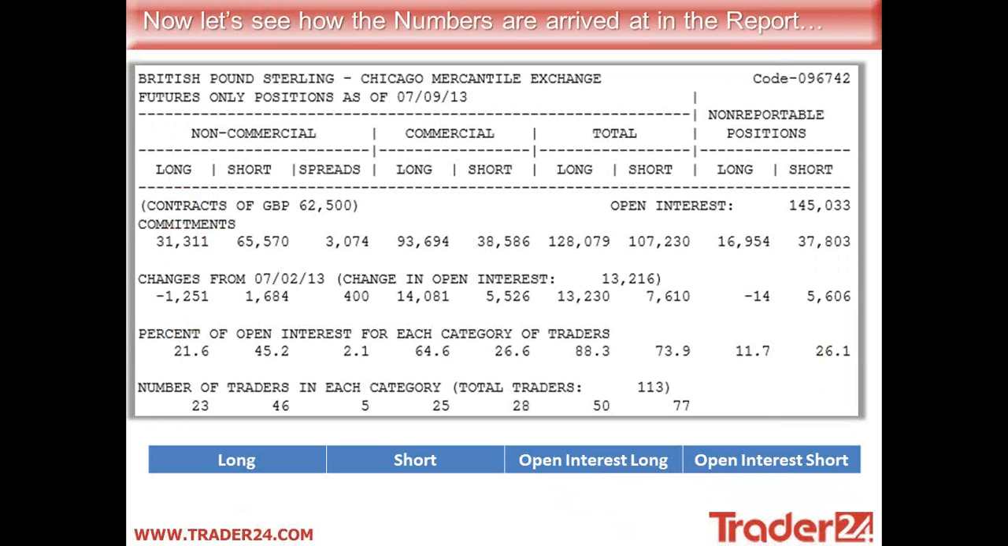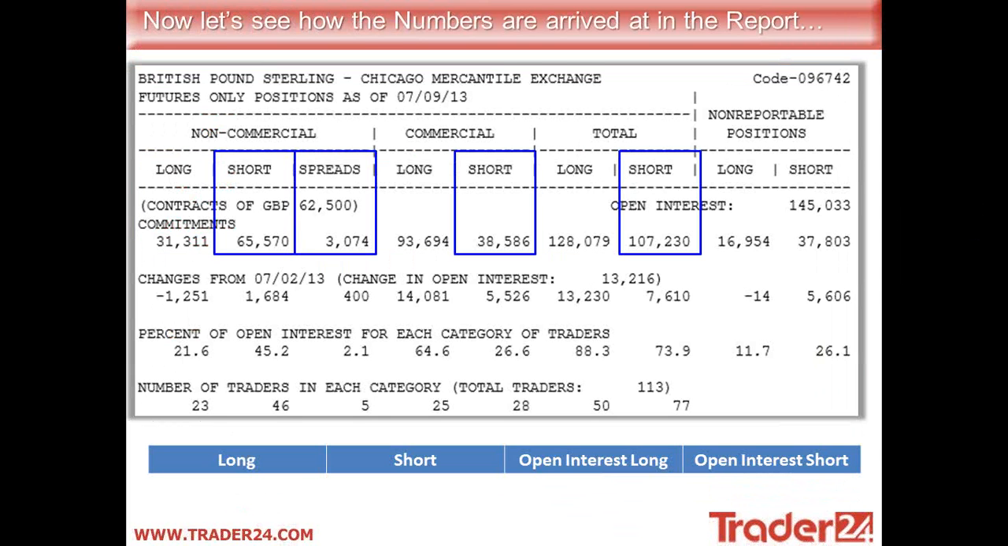You'll obviously have your various different columns there, your non-commercial, commercial, and non-reportable positions. And what we're basically going to look at here is how we arrive at these total long figures, initially. So we'll take the long figures from non-commercial and commercial, add those all together as well as our spreads, and that is how we arrive at our total of 128,079. Okay, so that is basically explaining the total long positions.